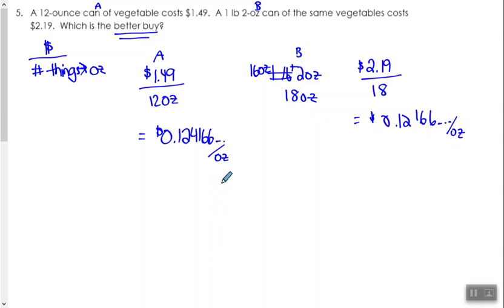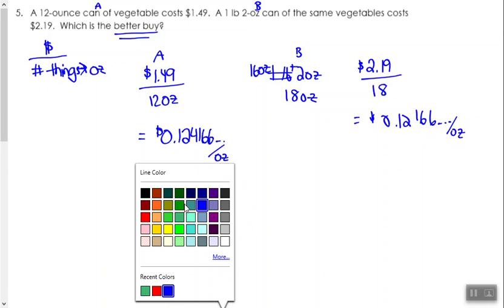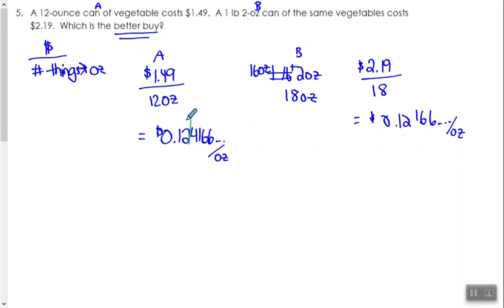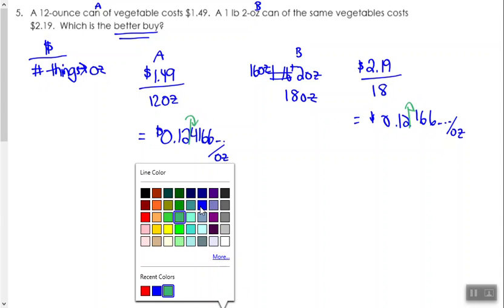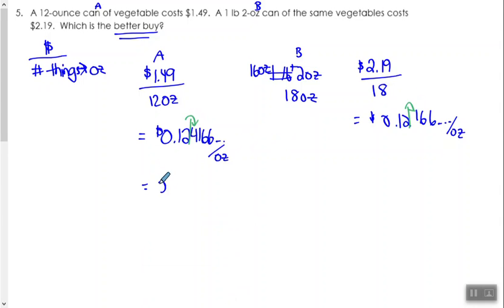Now taking a look at these two numbers, if we were just to round them to the nearest cent like we've usually been doing, so round this one, round this one, it doesn't actually look like there is a difference in price. So this would be 12 cents, because I can't round up. And then this one would be 12 cents, because once again, can't round up.